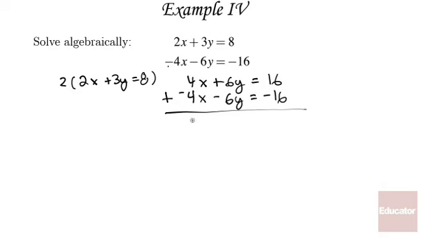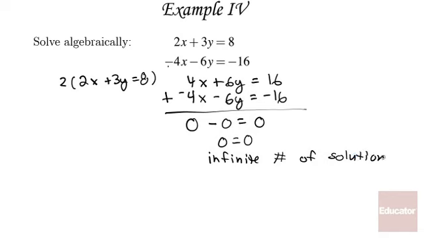4x minus 4x is 0. 6y minus 6y is 0. 16 minus 16 is 0. So I end up with 0 equals 0. And I didn't make any mistakes. I did everything correctly, but then all my variables went away. And what this tells me is that I have a dependent system and it has an infinite number of solutions.